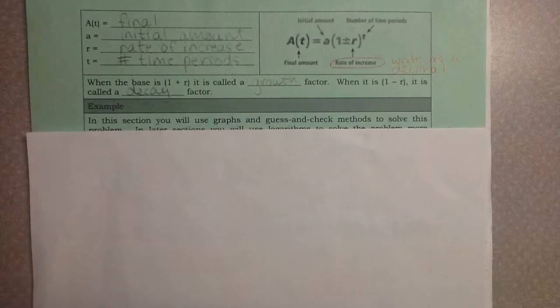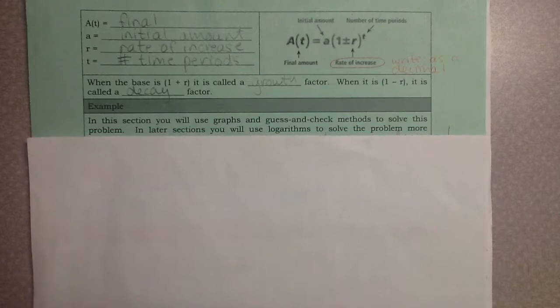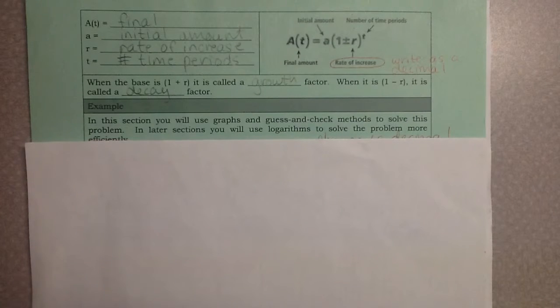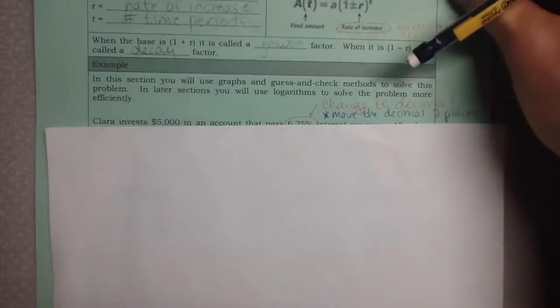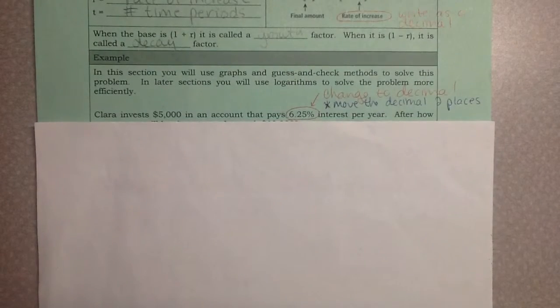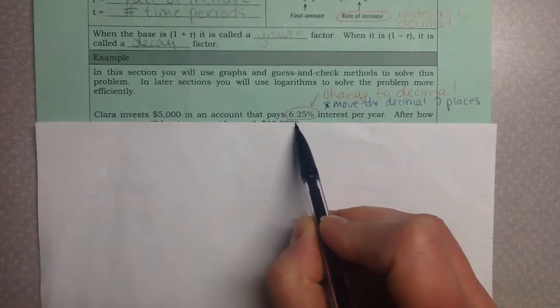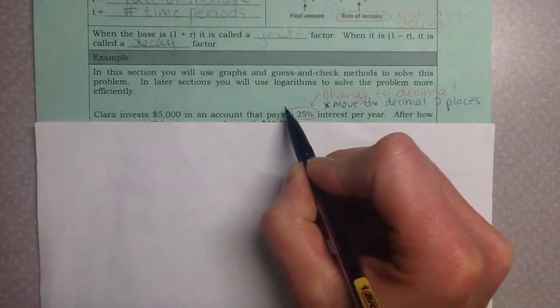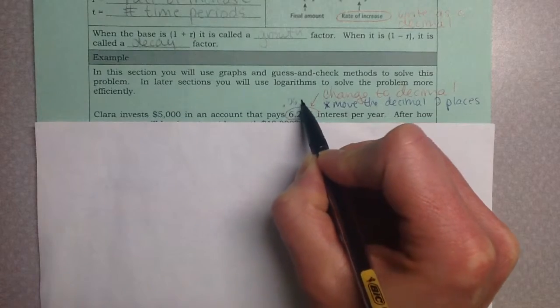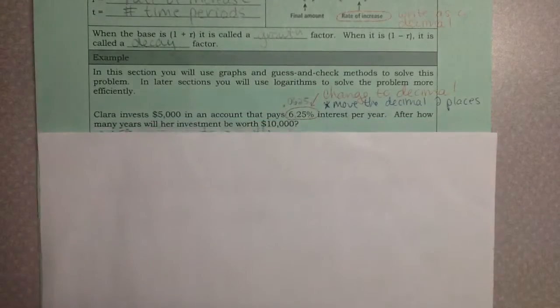Okay, let's do an example. In this section, you will use graphs and guess and check methods to solve this problem. In later sections, you're going to use logarithms to solve the problem more efficiently. The problem is that Clara is going to invest $5,000 in an account that pays 6.25% interest per year. Remember, we need to change this to a decimal, which means we need to move the decimal 2 places. So this is going to be 0.0625 when we put it into the function. We want to figure out after how many years her investment will be worth $10,000.